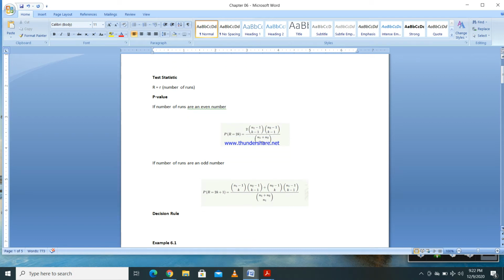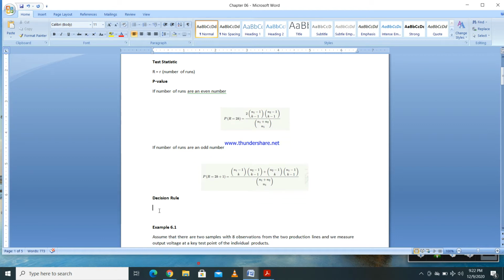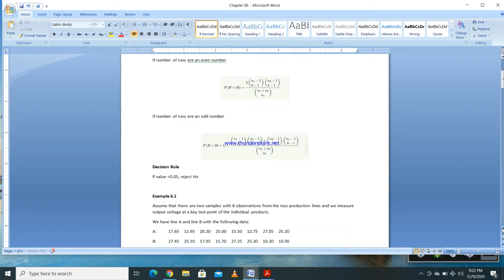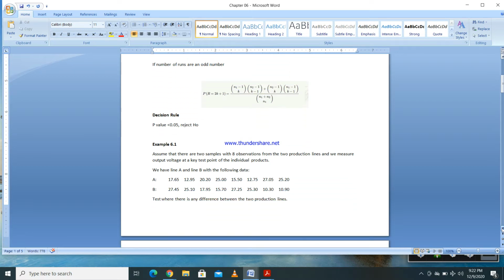So when it comes to the decision rule, how you take the decision, right? When the p-value is less than 0.05, that is our significance level, you can reject H0. Right, that would be our decision rule. So it's very easy. So I'll just explain using this example.